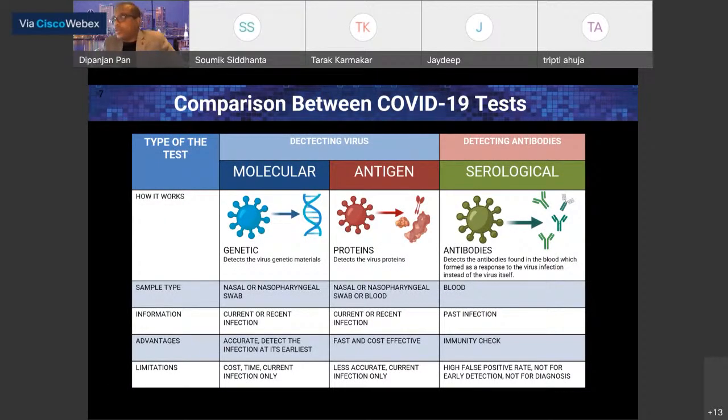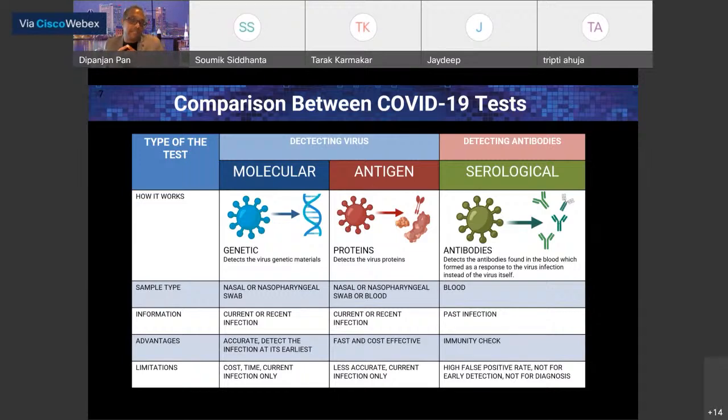So now what is out there? This is a slide that compares the tests. There are three types of tests right now: molecular test, antigen test, and these are really detecting the virus by itself. And there are serological tests, that means blood tests that are known to detect the antibodies. So those are indirect tests that are detecting the effect of the virus on the body. That means the body is also responding to the presence of the virus, and as a result there will be some antibodies generated that will be found in blood, which can be detected. But again, as we indicated before, this is a past infection.